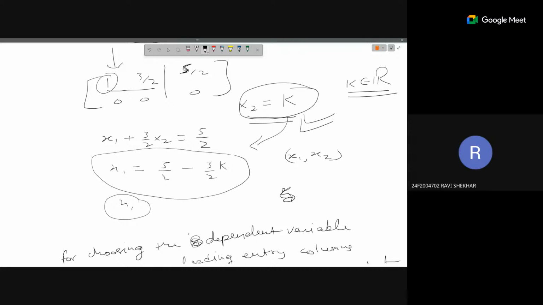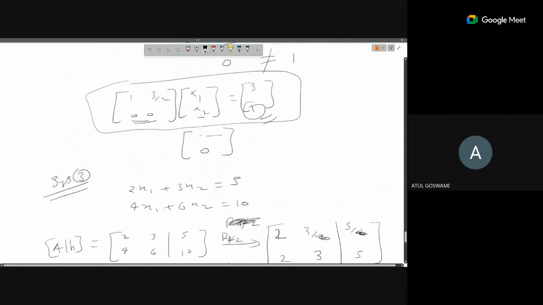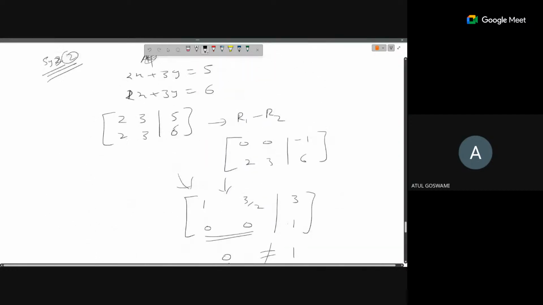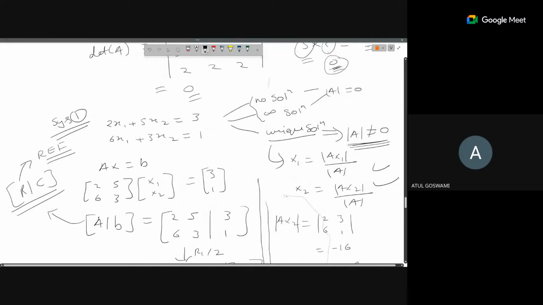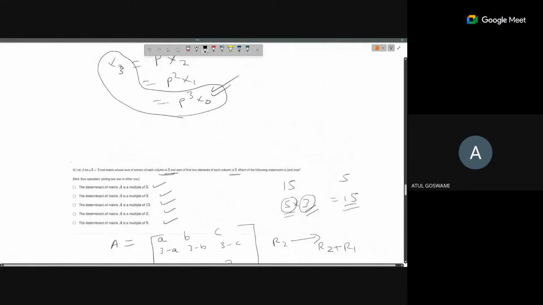Got it, sir. Yeah, so this is just an introduction. Don't worry about this, I'm just going too fast. I'll upload this slide. If you need help, just solve some more questions on Gaussian elimination, and in the next session on Saturday, we will do a lot of questions on Gaussian elimination. Okay, no problem.